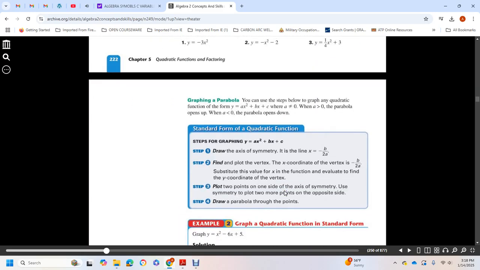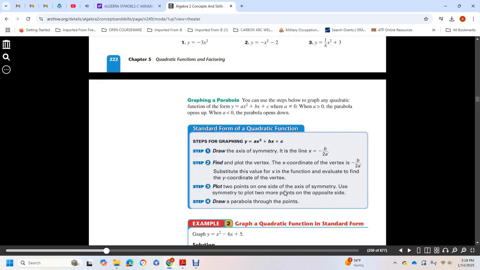Graphing a parabola. You can use the steps below to graph a quadratic function in the form y equals ax squared plus bx plus c, where a is not equal to 0. When a is greater than 0, the parabola opens up. When a is less than 0, the parabola opens down.